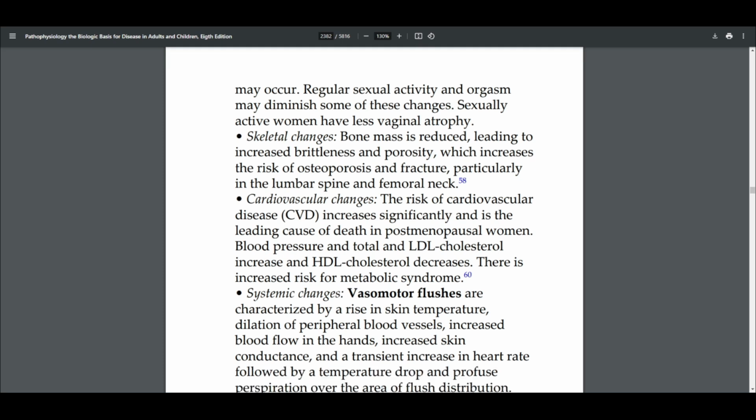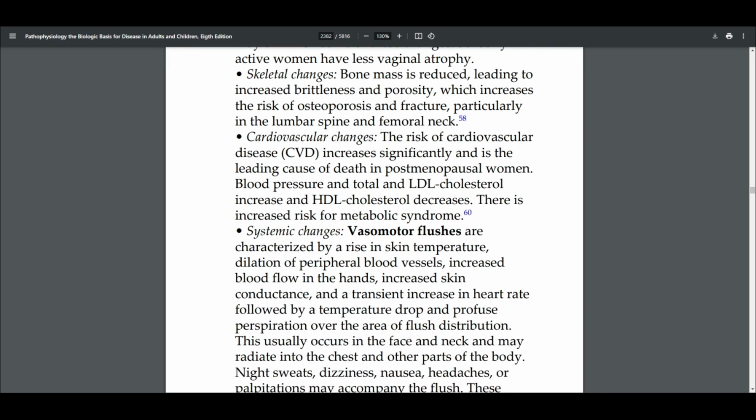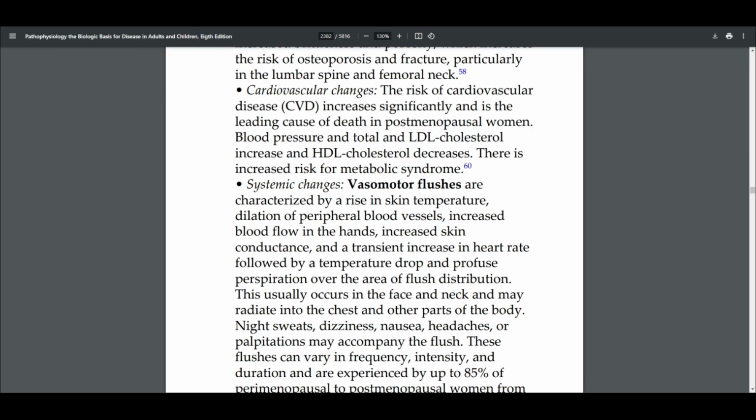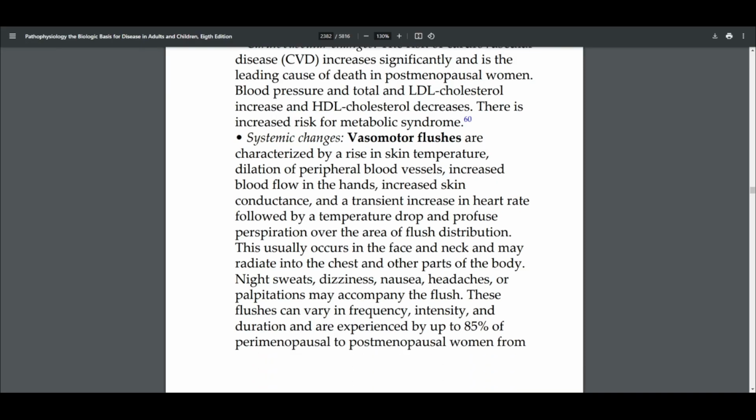There is increased risk for metabolic syndromes. Systemic changes. Vasomotor flushes are characterized by a rise in skin temperature, dilation of peripheral blood vessels, increased blood flow in the hands, increased skin conductance, and a transient increase in heart rate, followed by a temperature drop and profuse perspiration over the area of flush distribution.